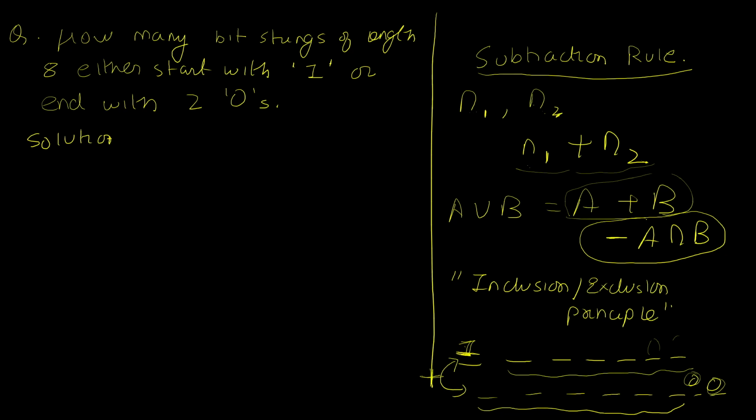So let me show you the solution. So first, we find all bit strings that start with a 1. And we already know this. Once 1 has been fixed on the first place, there is no possibility of 0 here.